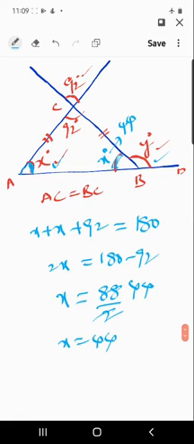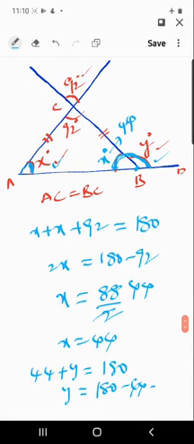Then what is the y value? Here you see x and y both are on the same line at a point, that means linear pair. I already told you, linear pair is 180. So 44 plus y is equal to 180, then y is equal to 180 minus 44, then we'll get the answer. So that is 136 degrees is the y value.